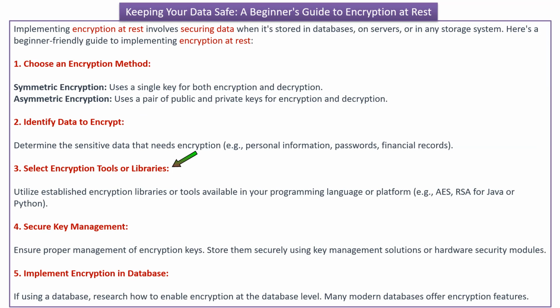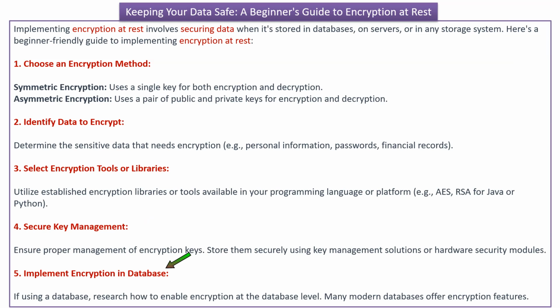Third step is select encryption tools or libraries. Utilize established encryption libraries or tools available in your programming language or platform, for example, AES, RSA for Java or Python. The fourth step is secure key management. Ensure proper management of encryption keys. We have to store the encryption key securely using a key management solution or hardware security modules.